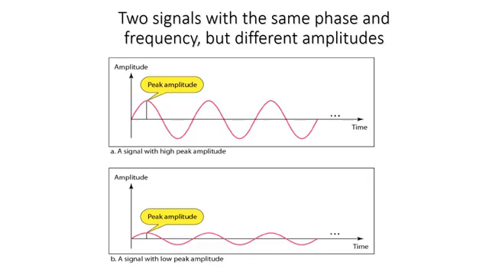In the figure, we see an example of two different signals with the same phase and frequency, but with different amplitudes. The signal in the top figure, figure A, shows a high amplitude of the same signal frequency and phase, and the second signal in the bottom figure, figure B, has a lower amplitude. It is notable that the signal in figure A will travel longer than the signal in figure B.